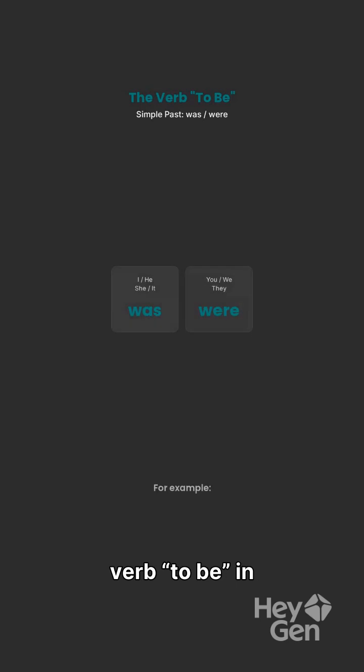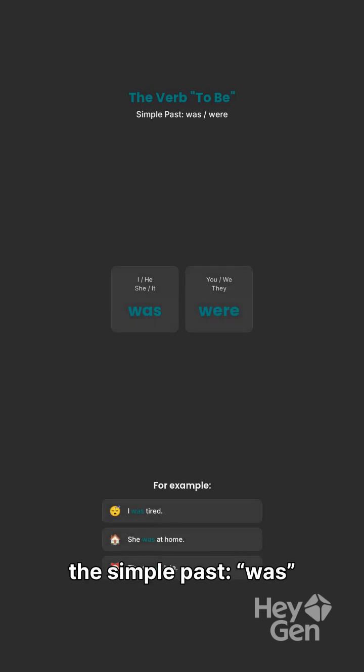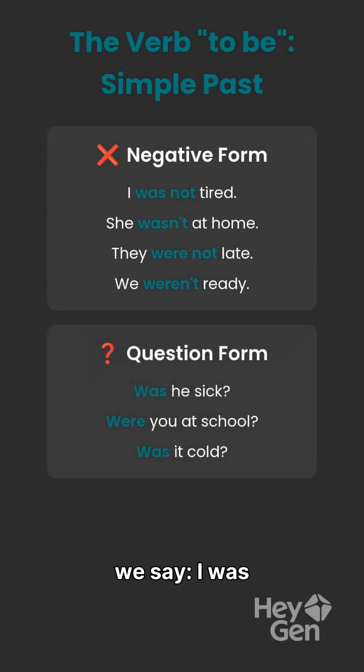We also use the verb to be in the simple past, was and were. For example, I was tired. She was at home. They were late. For the negative form we say, I was not or I wasn't. They were not or they weren't. For questions we ask, was he sick? Were you at school? Was it cold?